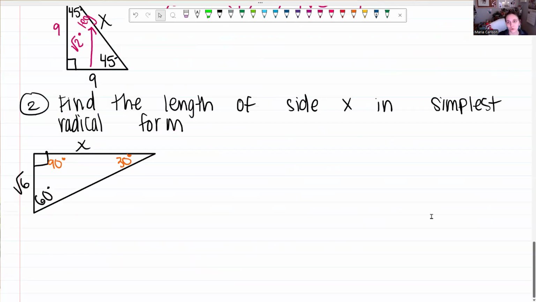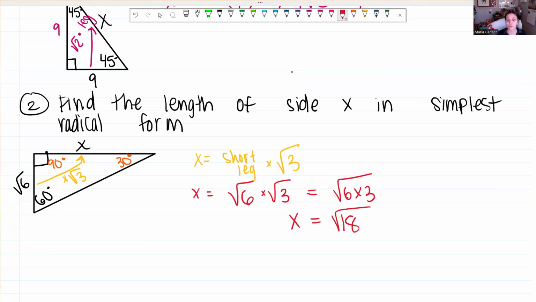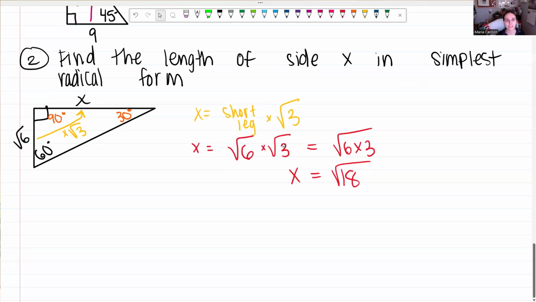So I am going to take our short leg and multiply it times the square root of 3. So x is equal to our short leg times the square root of 3, and our short leg is the square root of 6. So this is the square root of 6 times the square root of 3. Multiplying these together, this is the square root of 6 times 3, which is the square root of 18. Now we are asked to write this in simplest radical form, and I'm betting this can simplify.